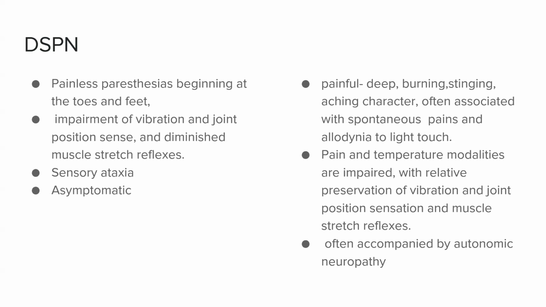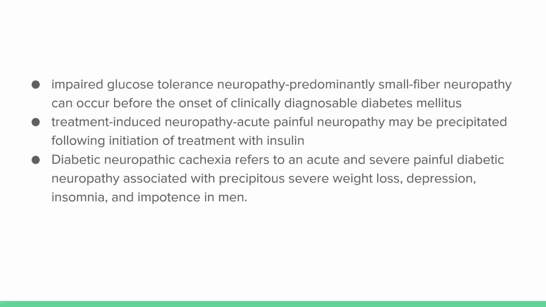The other subtype is the painful one, the small fiber variant, with a deep burning, stinging character. They can have allodynia, and pain and temperature sensations are impaired, with relative preservation of vibration and joint sensation. Muscle stretch reflexes may or may not be involved, and they're usually associated with autonomic neuropathy.